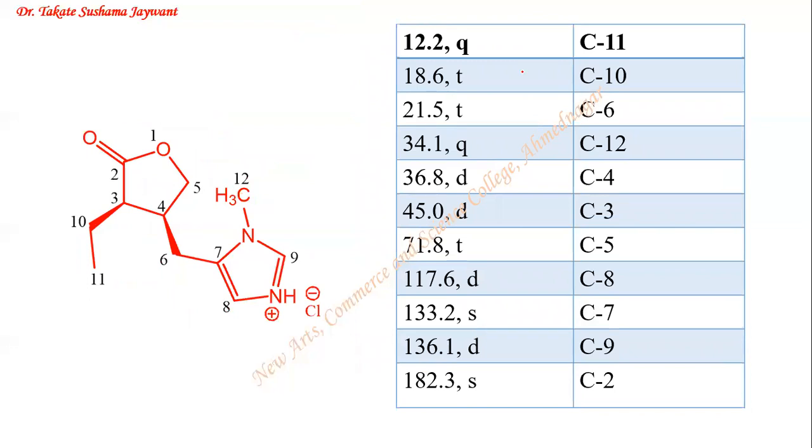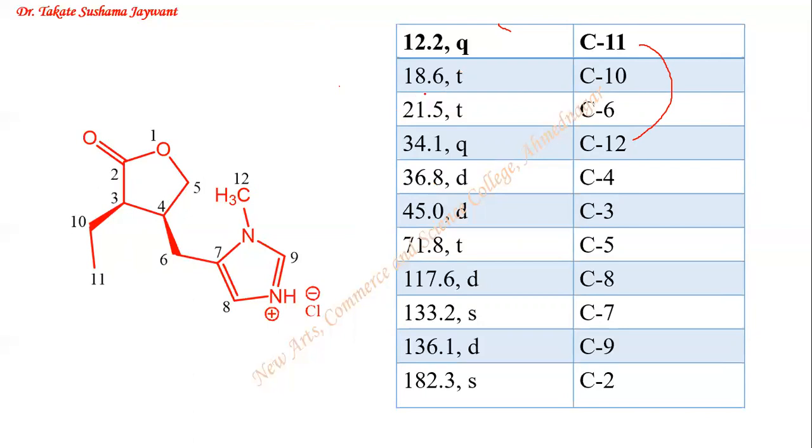Look, in this problem we have some signals. The first one is 10.0 quartet. That quartet is because of C11. Now if you look at the structure, you will notice that C11 and C12 are methyl groups which can show a quartet, but C12 is attached to nitrogen, therefore it must be deshielded. So I will look for a deshielded quartet in this case. The deshielded quartet is observed at 34.1, so that corresponds to the C12 methyl group, and the first 10.0 quartet is because of C11.